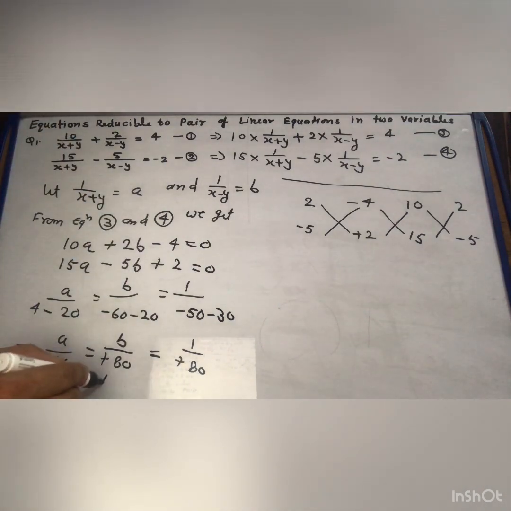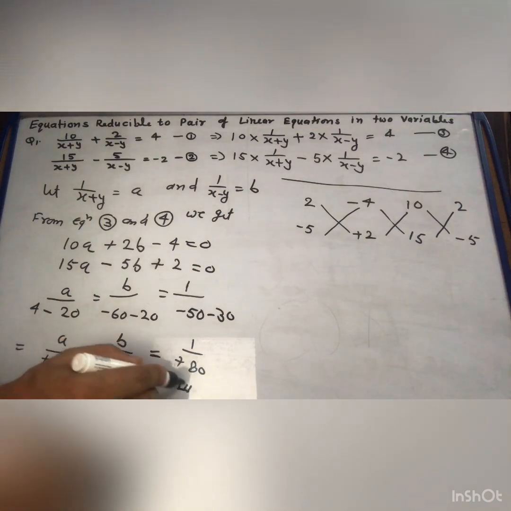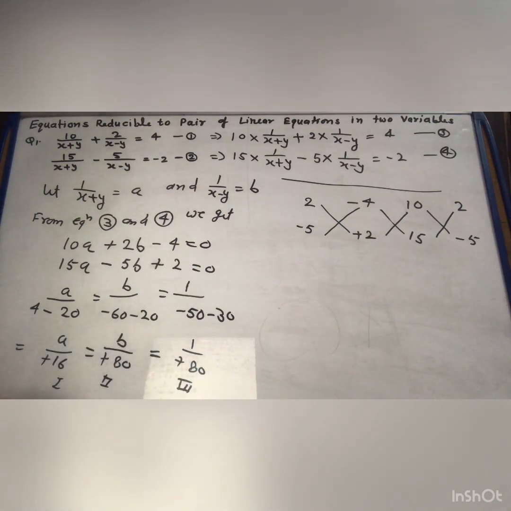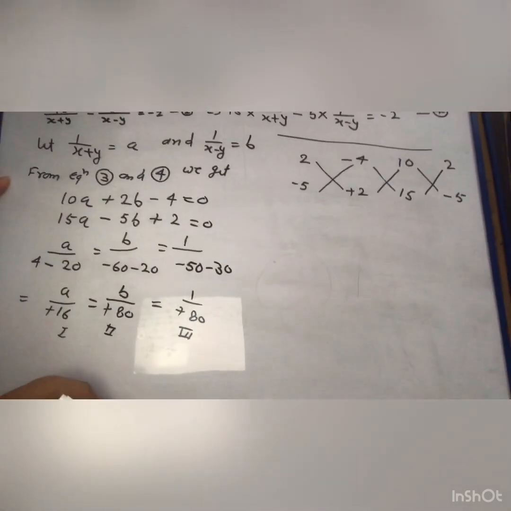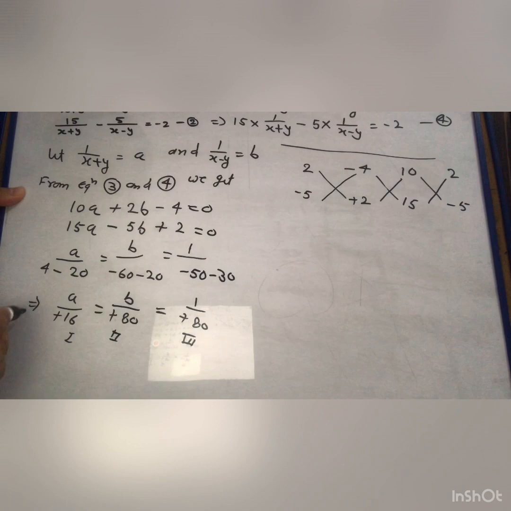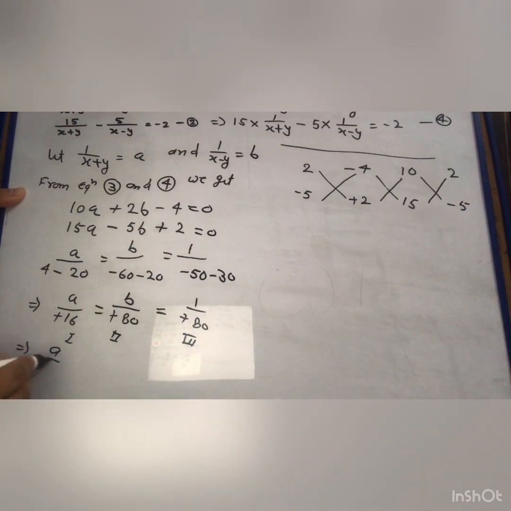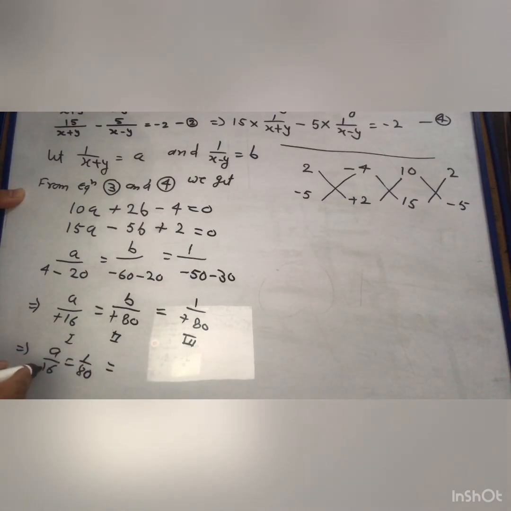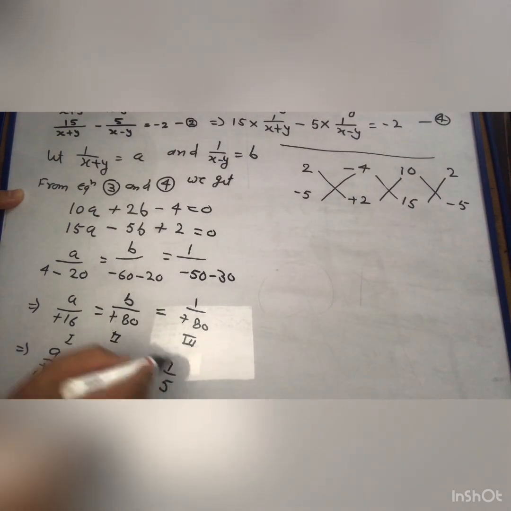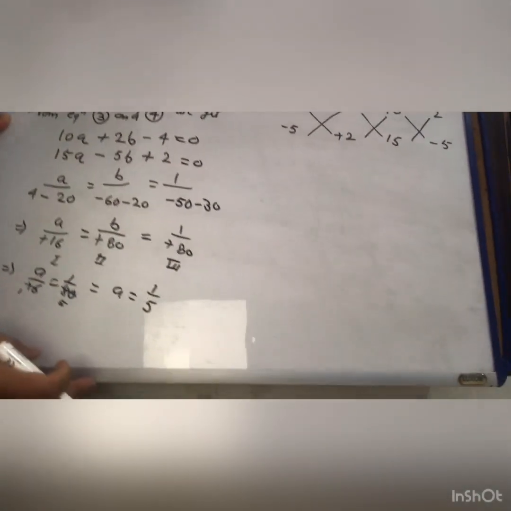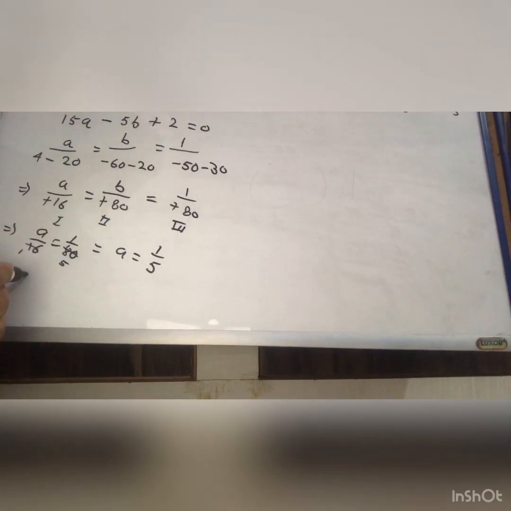Let us say this is the first, this is the second, and this is the third part. Okay, now you take the first and the last. How can you solve this? From the first and last: the first is A upon 16 and the last is 1 upon 80. So you will get A equal to 1 upon 5.